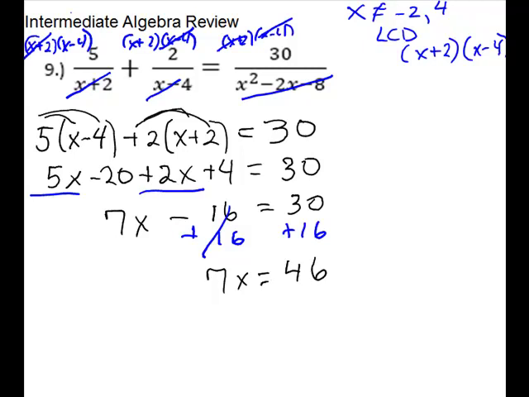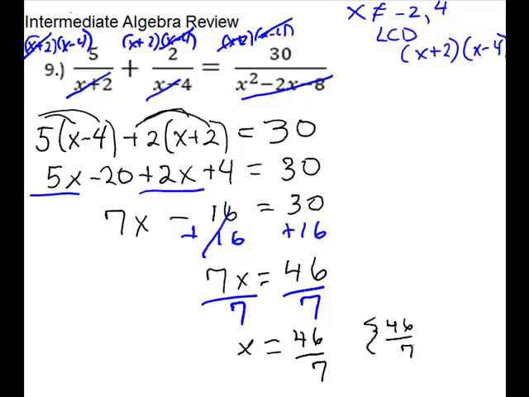Divide by 7. And it does not divide evenly, and it does not reduce. So we just leave it there. We have to look back and make sure we did not throw this value away. We did not. We threw away negative 2 and 4. So we're fine. This is our solution set, 46 over 7.